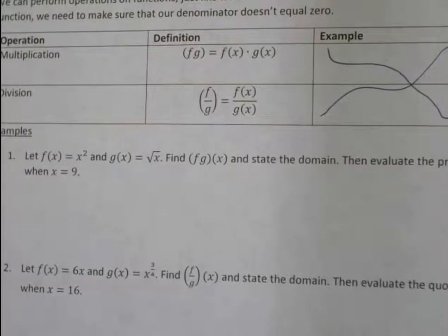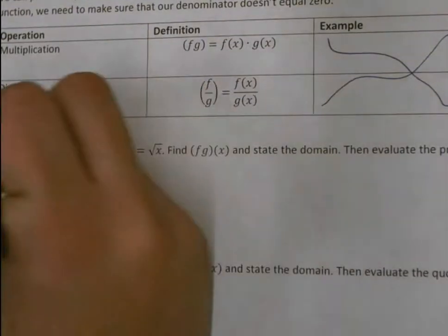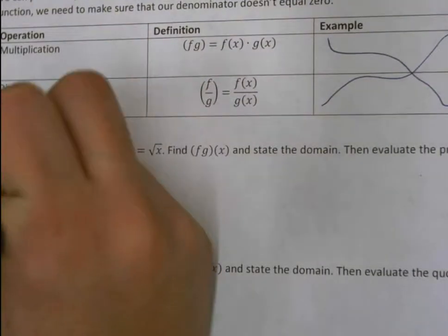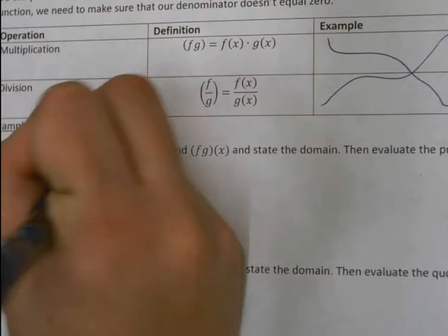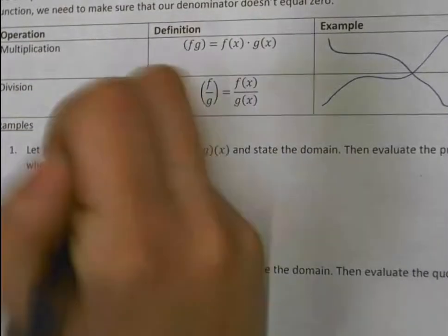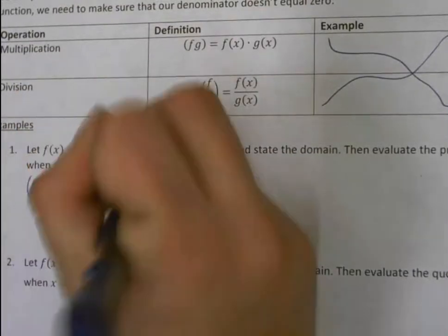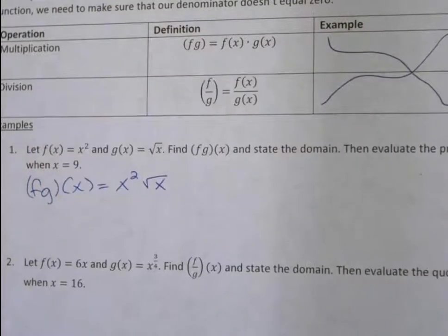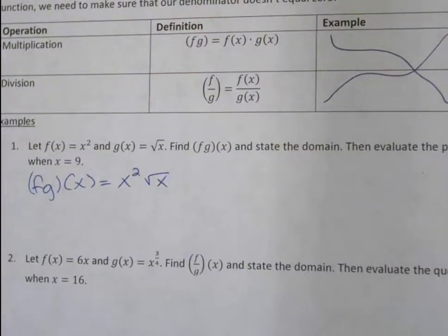Okay. So number one wants me to multiply the two together. So what I'm going to do is I'm going to have f of g, or f times g of x. That's just what it wants me to do. And then I have x squared times the square root of x. No, these ones are multiplying and dividing.